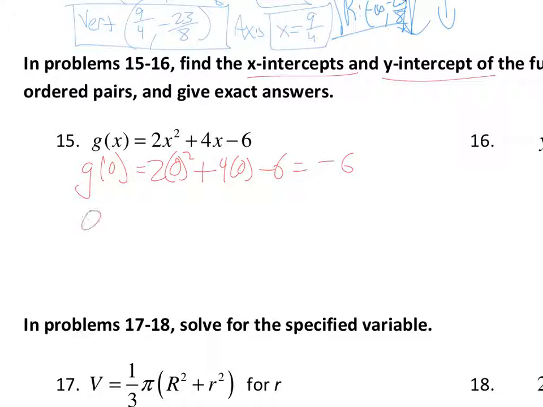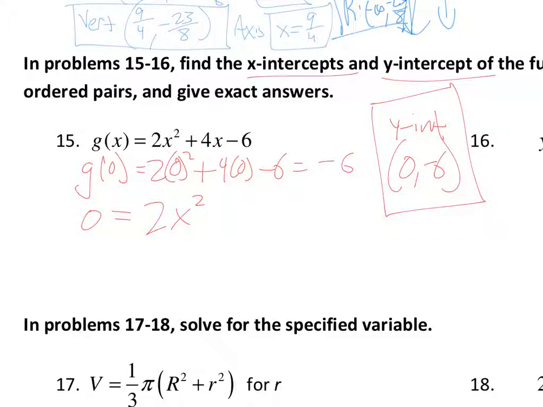Okay? So there's our y-intercept. Our x-intercept is going to be by setting it equal to 0. Oh, hold on a second. Let's make this an ordered pair: 0, negative 6. There's our y-intercept. Okay? And now we need to find out what x is. Plus 4x minus 6. So we can use our quadratic formula. Good idea to do first here, though, because we're setting equal to 0, is divide everything by 2. So if we divide everything by 2, we get this.